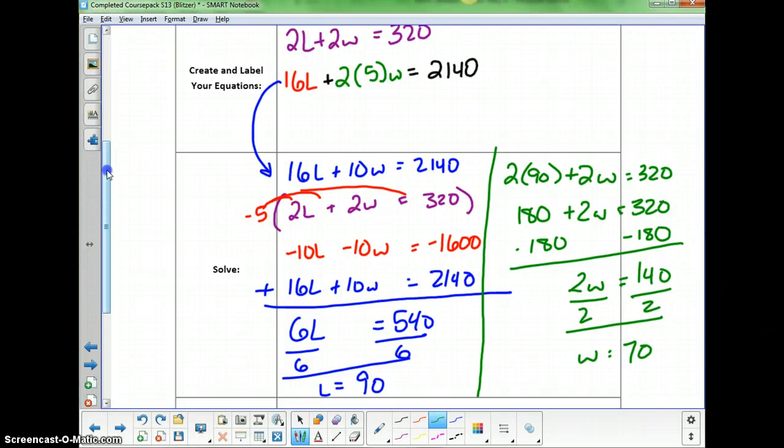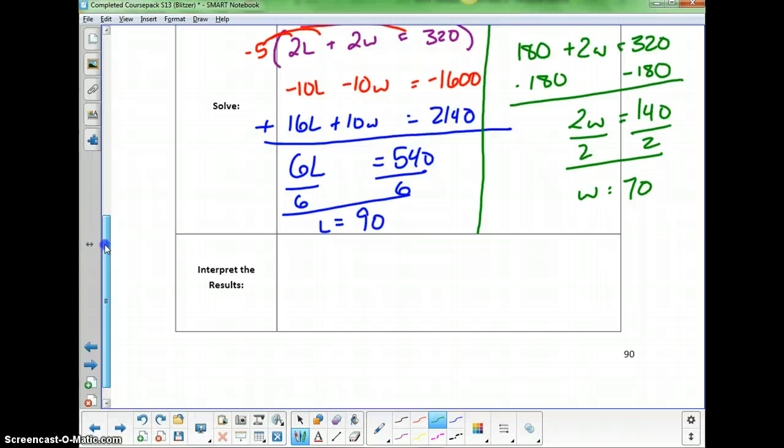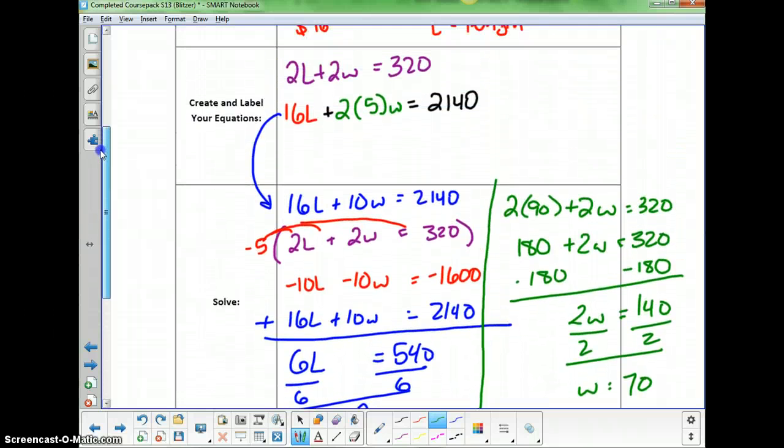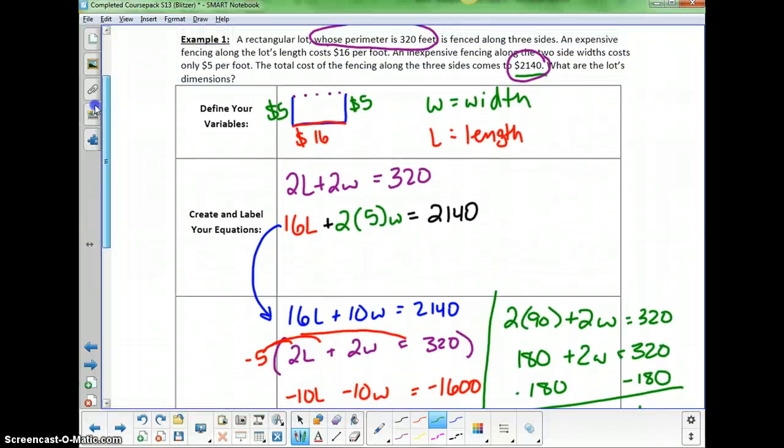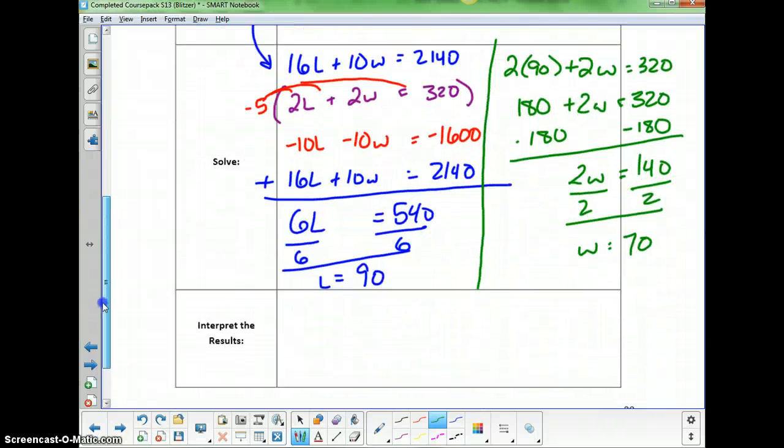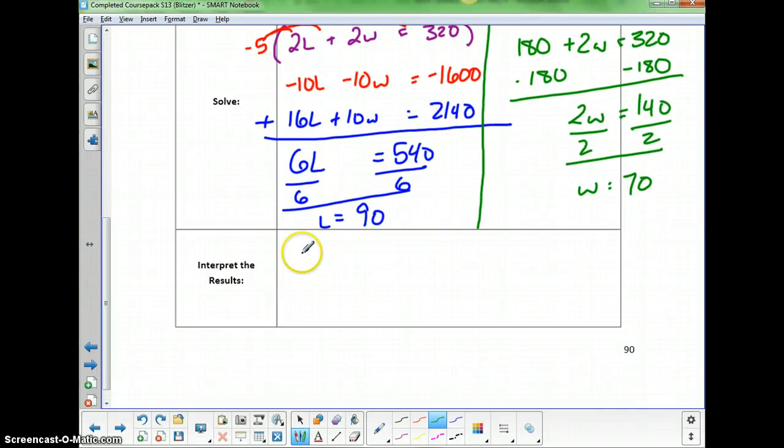And then again, the last step is just to interpret these results, put them back in terms of the original problem. So let me go back and look for my units and my length and my width. They're both going to be in feet. And we'll state our answer down here with the units. So the length of our fence is 90 feet, and that was the expensive side.